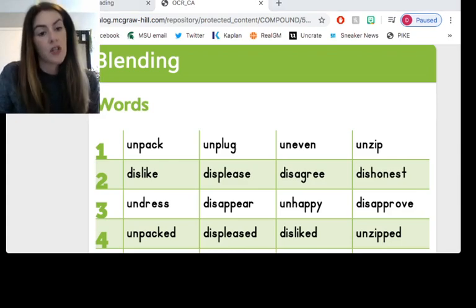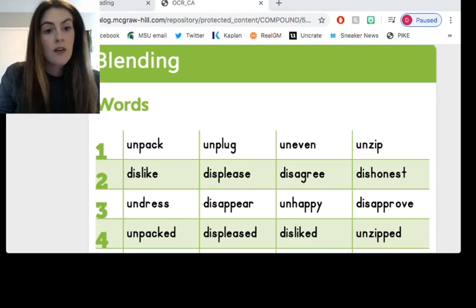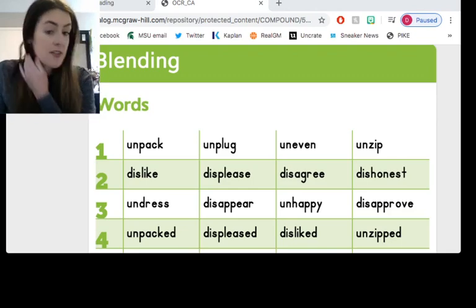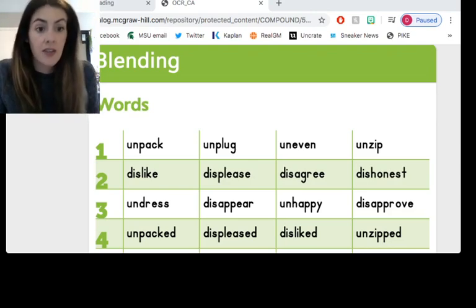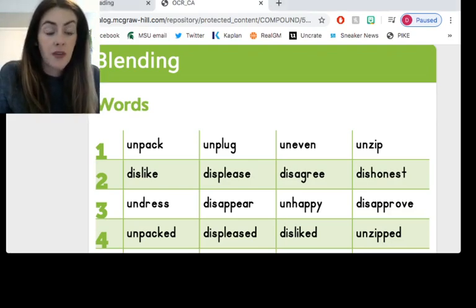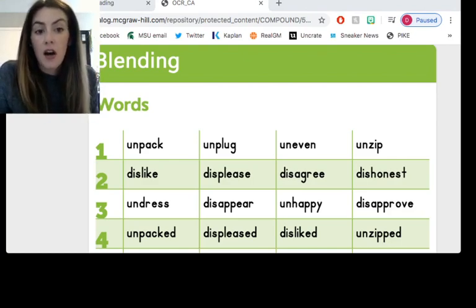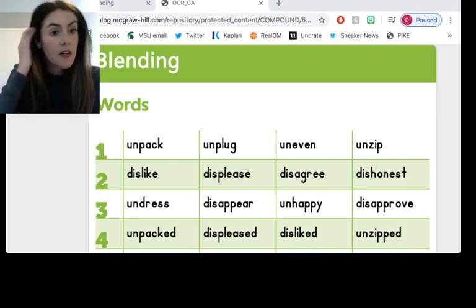Let's start with this first one right here. Number 1. Let's stretch together. We can stretch u and n together, or we can say un, because we know that prefix with the u and an n together says un. Let's blend that together. Unpack, unpack. Very good. Let's slide over to that next word. Un, plug, unplug. Very good. To not plug.